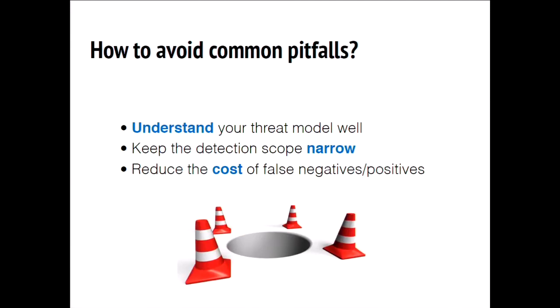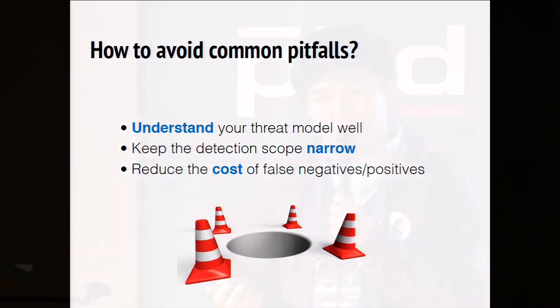Okay, so how do you avoid common pitfalls in using machine learning for anomaly detection? First of all, you have to understand your threat model well. You have to keep your detection scope narrow. So what does that mean? It means that you have to know roughly what kind of anomalies you're looking for.